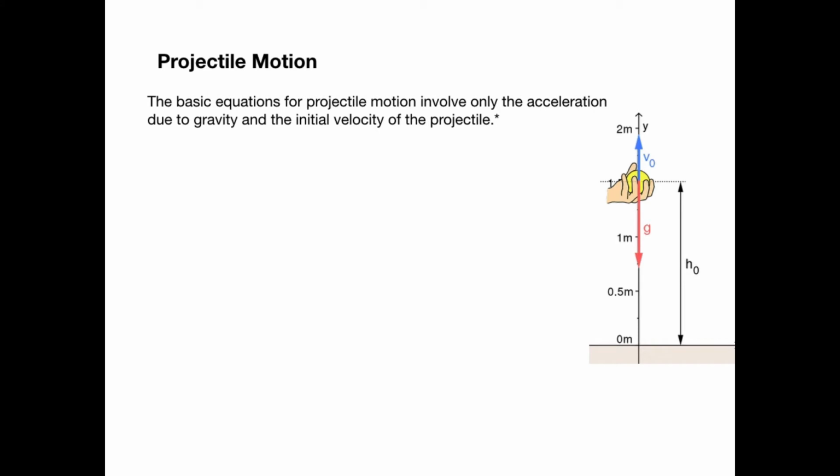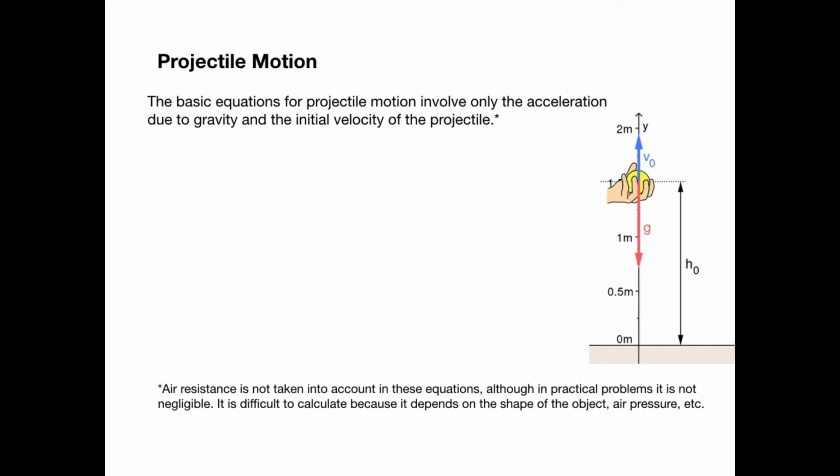The basic equations for projectile motion involve only the acceleration due to gravity and the initial velocity of the projectile. Air resistance is not taken into account. Now, if you're a regular human throwing a baseball, air resistance could be negligible. But if you're firing something very fast, like a cannonball, or soft, like a Nerf ball, it's going to make a big difference. But we're not going to worry about it in these equations. We're just going to pretend that the things are happening in a vacuum.